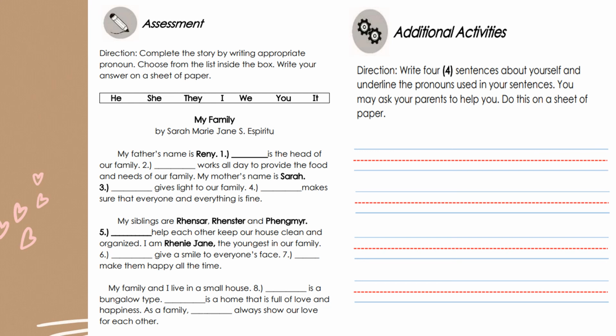For the additional activities, write 4 sentences about yourself and underline the pronouns used in your sentences. You may ask your parents to help you. Do this on a sheet of paper.